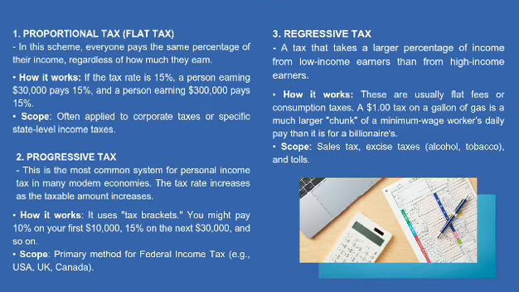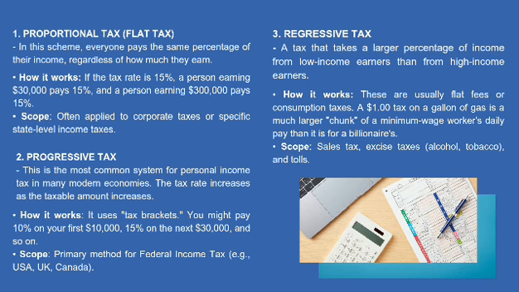1. Proportional tax, flat tax. In this scheme, everyone pays the same percentage of their income, regardless of how much they earn. How it works: if the tax rate is 15%, a person earning $30,000 pays 15%, and a person earning $300,000 pays 15%. Scope: often applied to corporate taxes or specific state-level income taxes.